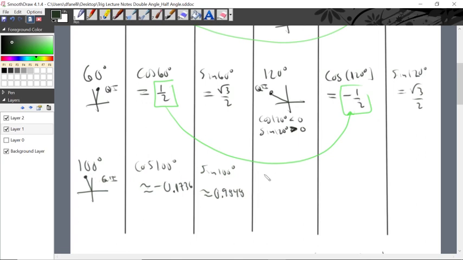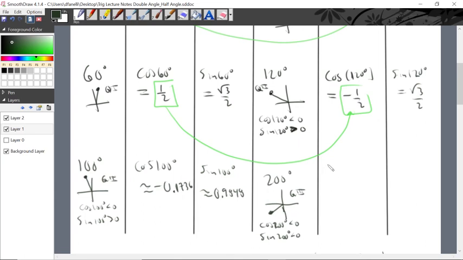Doubling the angle 100 degrees, we would get 200 degrees. Where is 200 degrees found? That's more than 180, but less than 270. So this would be in quadrant 3. And in quadrant 3, just like we know over here, the cosine in quadrant 2 is negative. The sine in quadrant 2 is positive. In quadrant 3, both the cosine and the sine are negative.